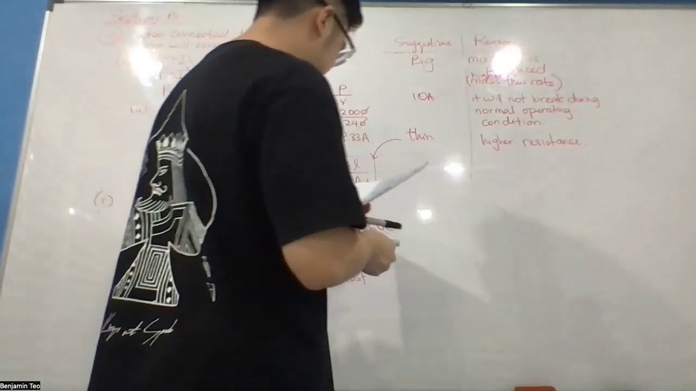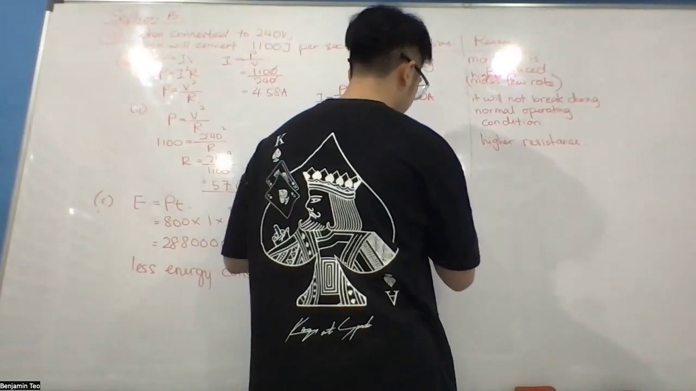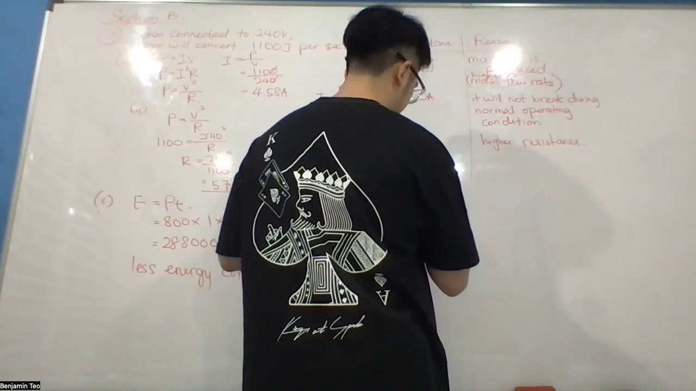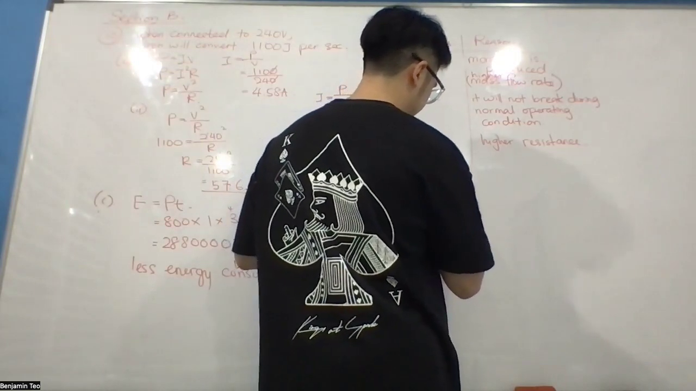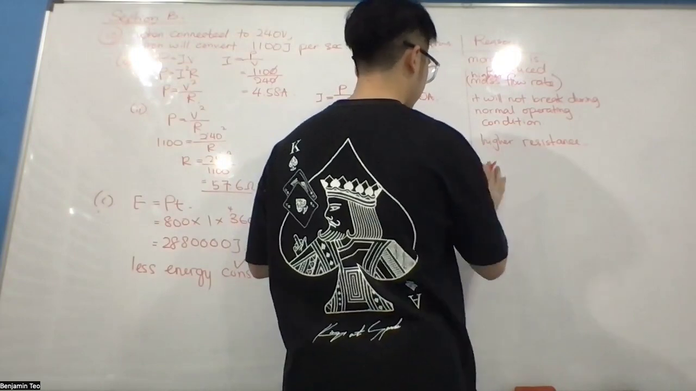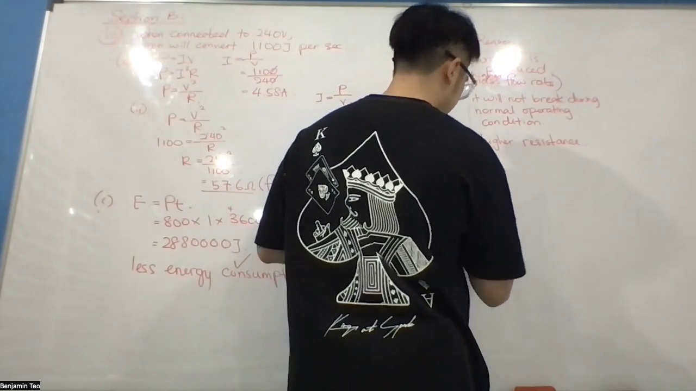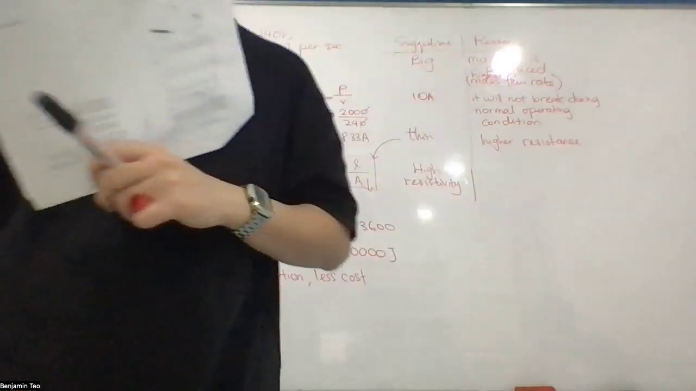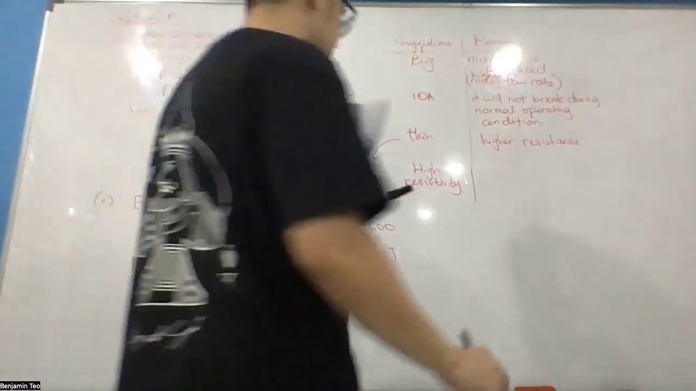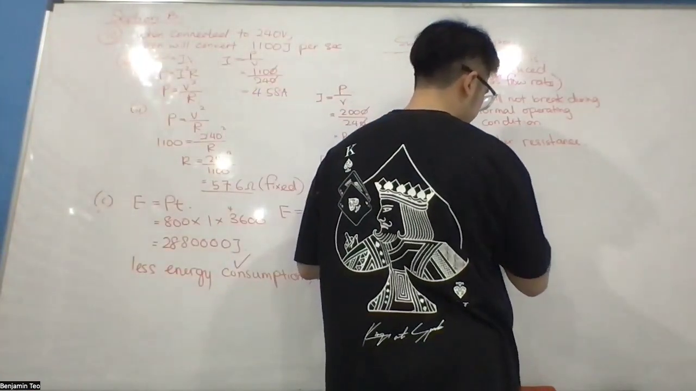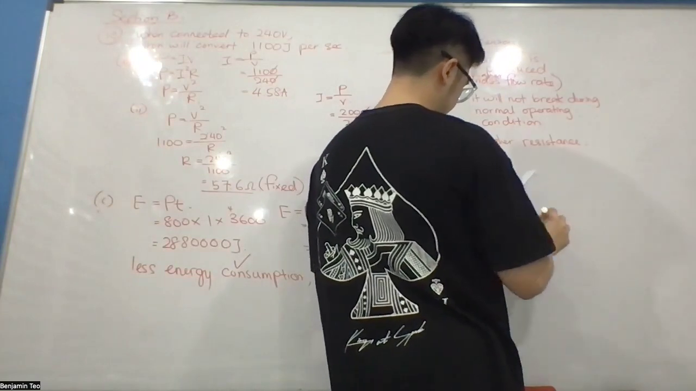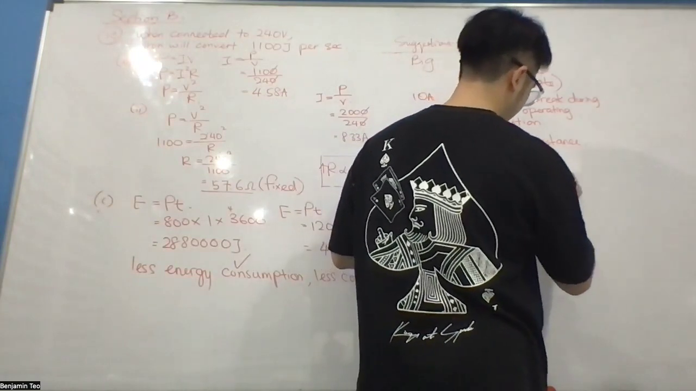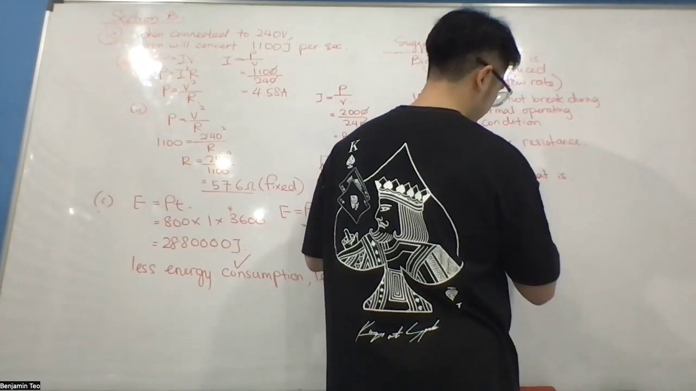High resistivity. Why high resistivity? Because resistance is the main reason heat is produced. So more heat is produced.